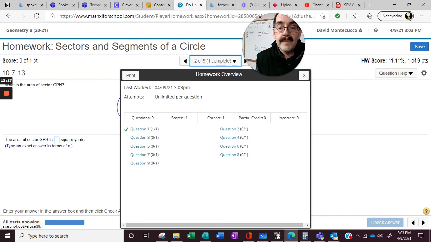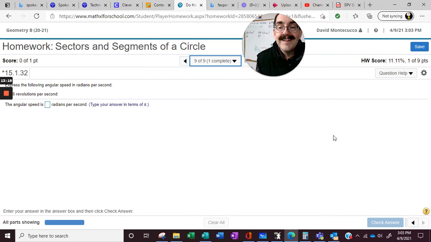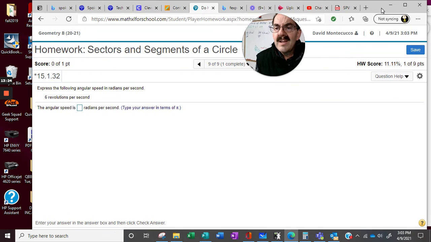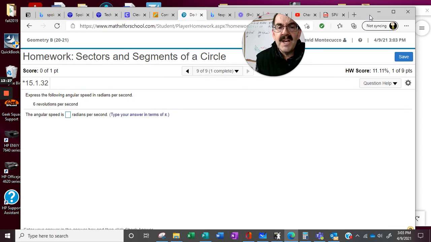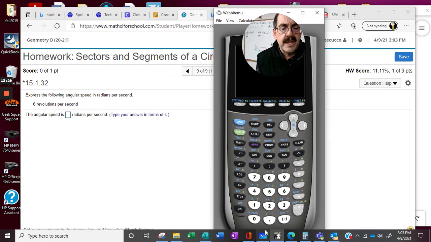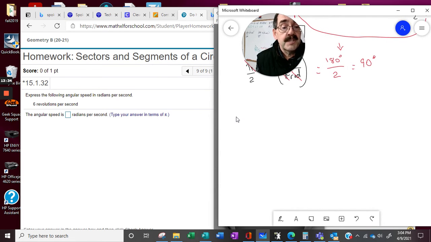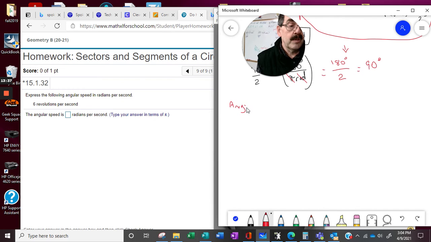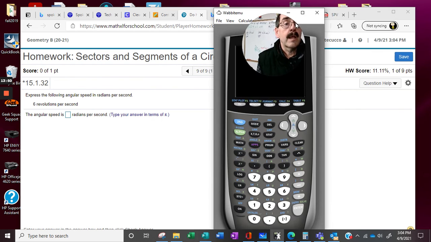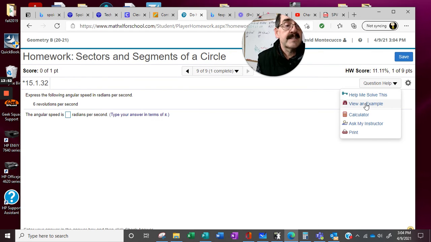Let's try one more. Question 9. All right, now, velocity, right? 6 revolutions per second, angular speed. Now, we don't teach angular speed, so we're probably going to miss this one, okay? Anytime they ask you to do something and you're not sure, angular speed, okay? If you haven't taken physics, you're like, I don't know how to do that.